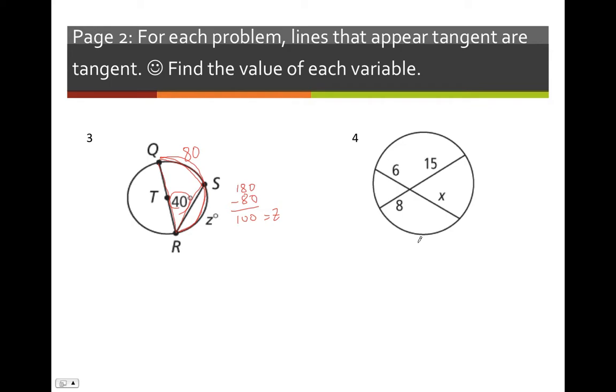Number 4, we use the fact that the product of the segments equal each other. So 6 times x equals 8 times 15. So I have 6x equals 120. So x is 20.